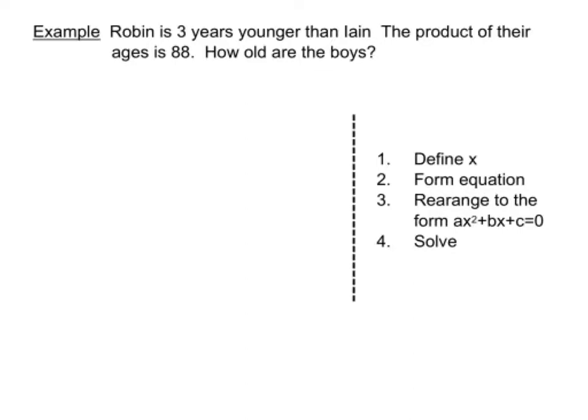Now, a couple of things. Quite often we forget the word product here. Product means the result of multiplication. So the product of 5 and 6 is 30. The product of 2 and 3 is 6, and so on.